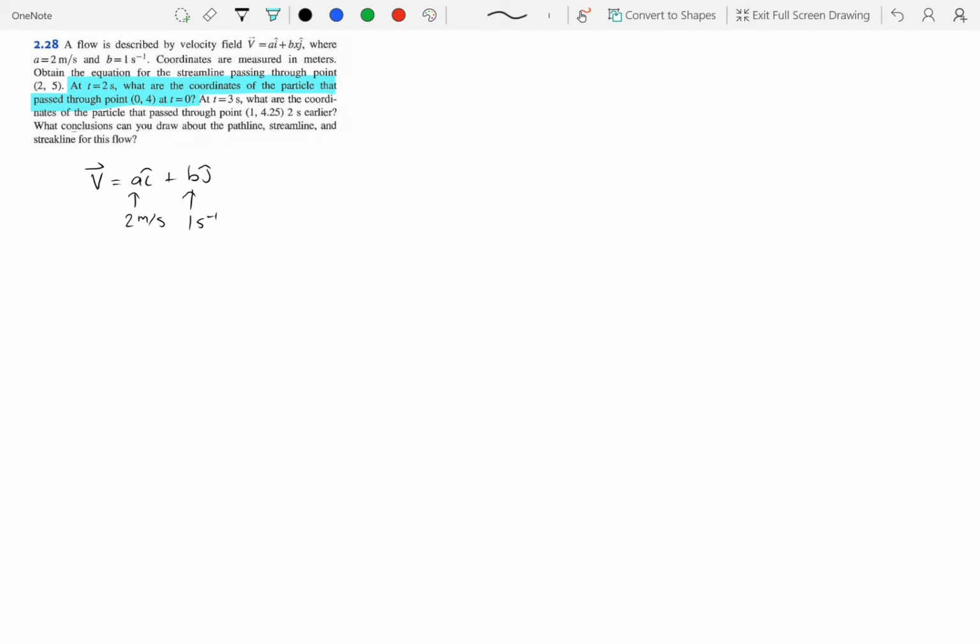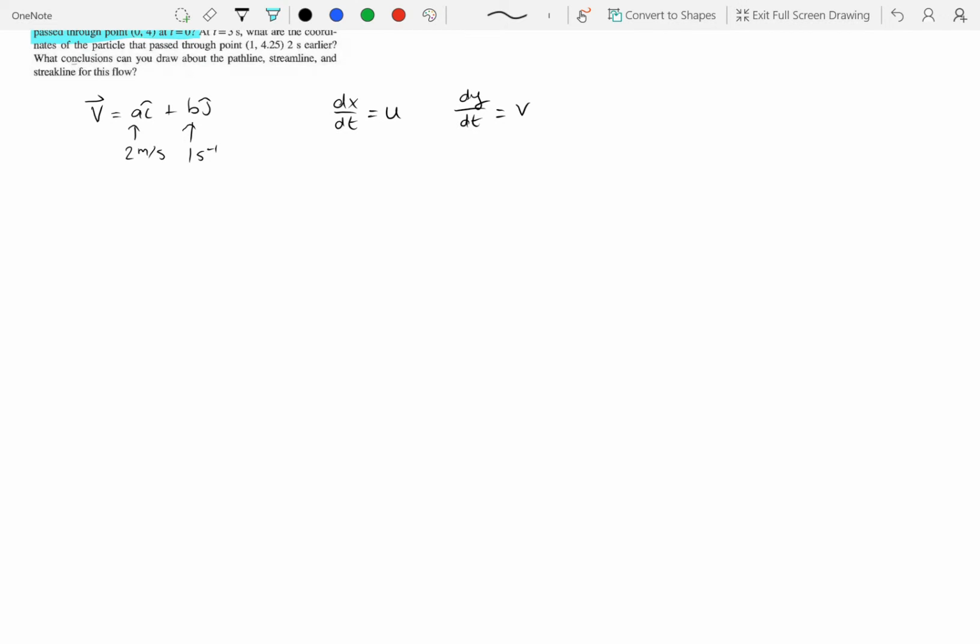But now, the equation that we have to keep in mind for this section of the problem is that dx/dt is equal to u, and dy/dt is equal to v. So if I was to fill in, and remember, don't forget this part, the ai, or the first term, the i term is u, the j term is v. So filling this in now, we know that dx/dt is equal to a, and that dy/dt is equal to bx.